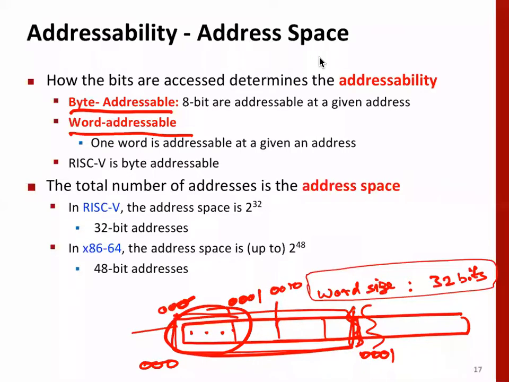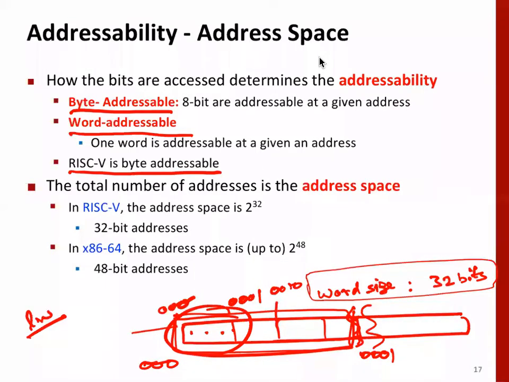So RISC-V is byte addressable. It means that although the word size may be 32 bits, the minimum data that we can read is 1 byte. Each address of a location corresponds to a byte. That's it. And there are instructions like load word, LW. It means that the word is of course 4 bytes.